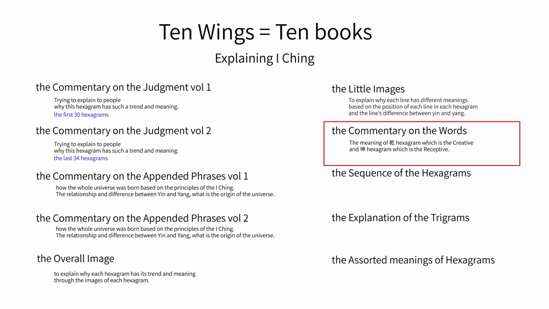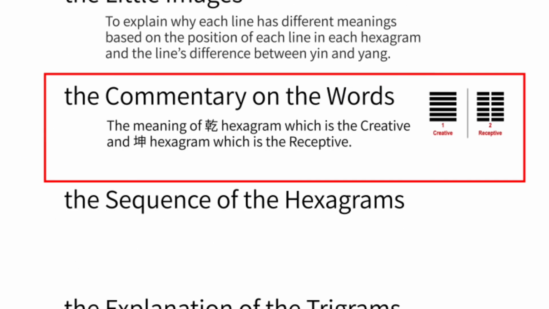The commentary on the words records the meaning of qian hexagram, which is the creative, and kun hexagram, which is the receptive. Because the creative is the purest hexagram with yang energy, and the receptive is the purest hexagram with yin energy, these two hexagrams can be regarded as yin and yang. In the worldview of I Ching, yin and yang are the origins of creation in this universe. So the ancients wrote this book specifically to explain these two hexagrams.